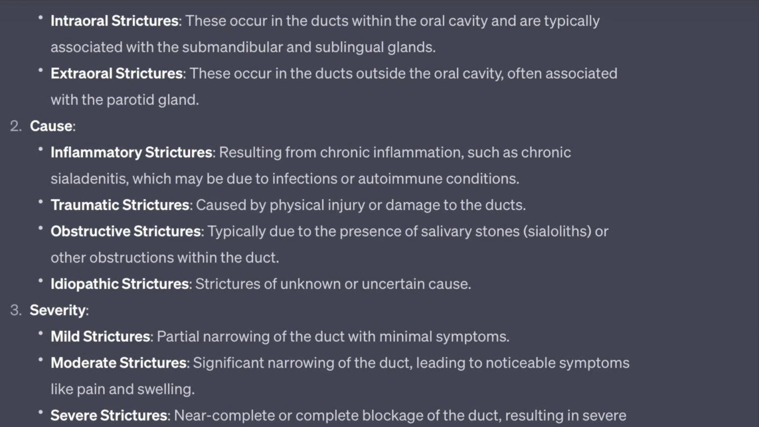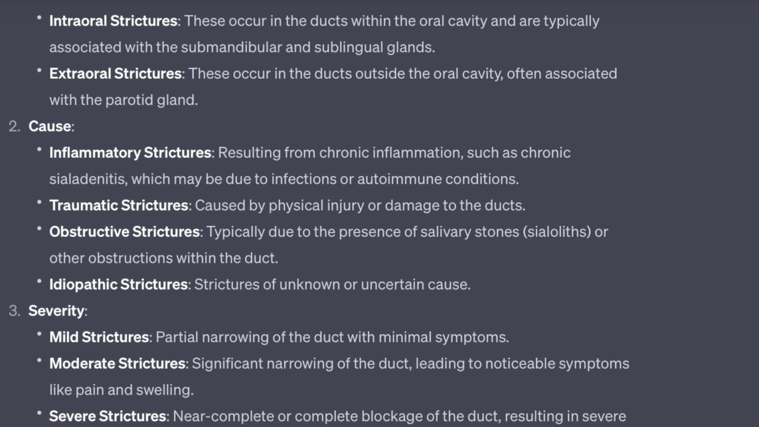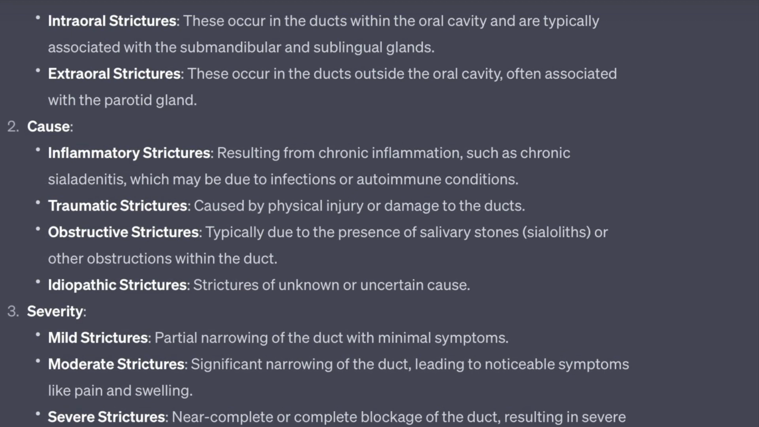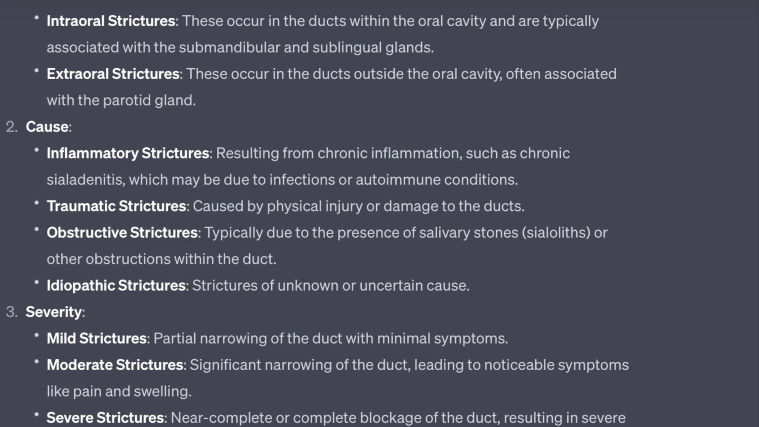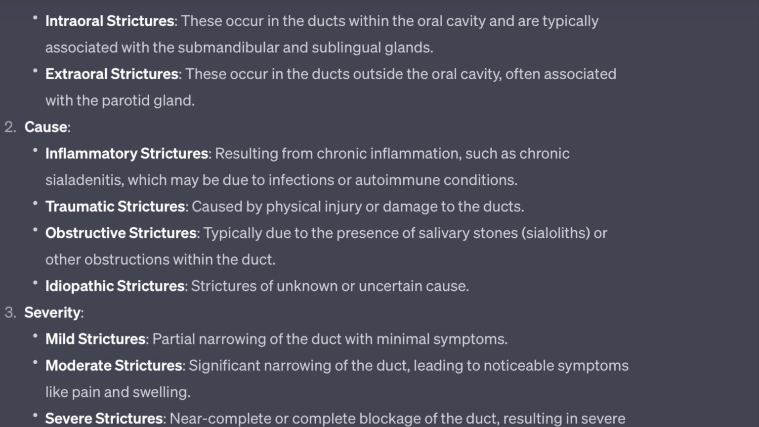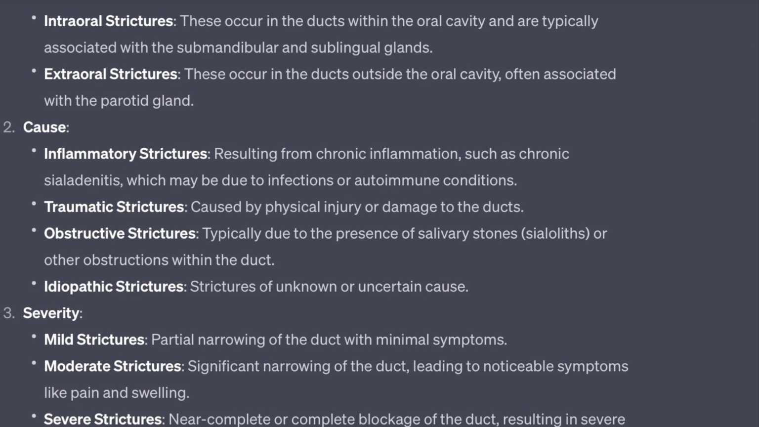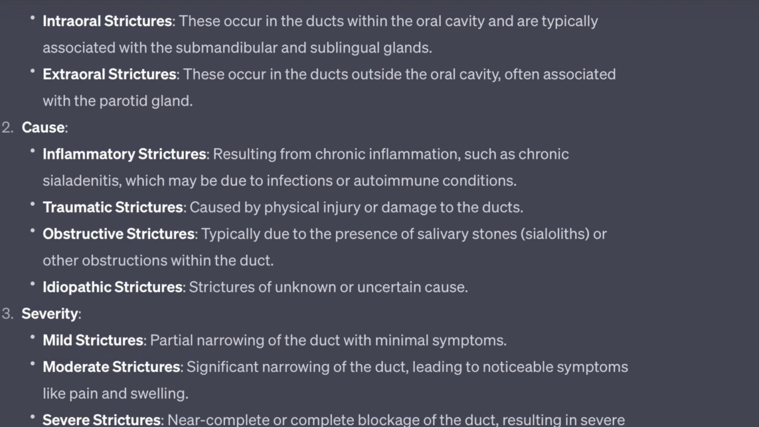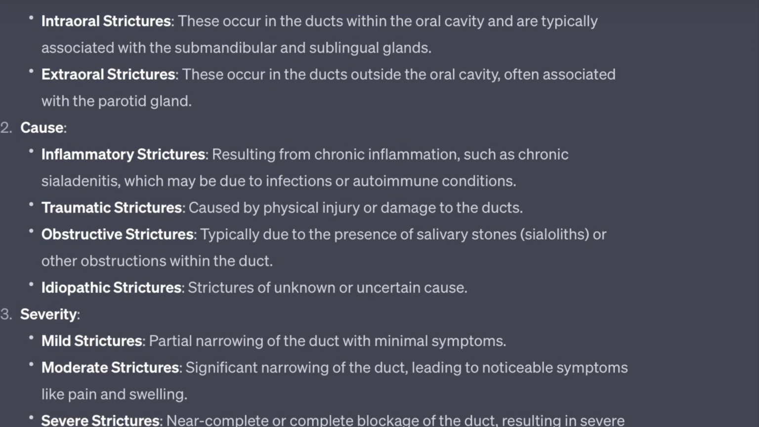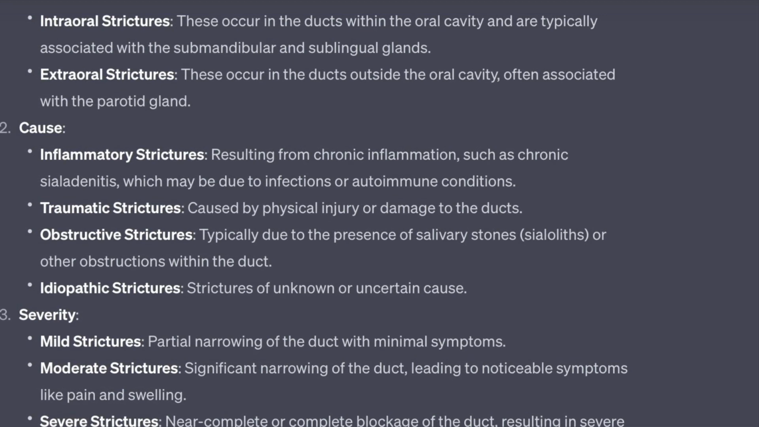Severity: mild stricture is partial narrowing of the duct with minimal symptoms. Moderate stricture is significant narrowing of the duct leading to noticeable symptoms. And severe stricture is near complete or complete blockage of the duct resulting in severe symptoms like pain and swelling.